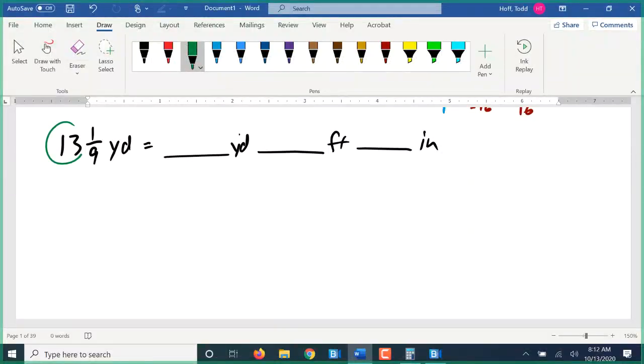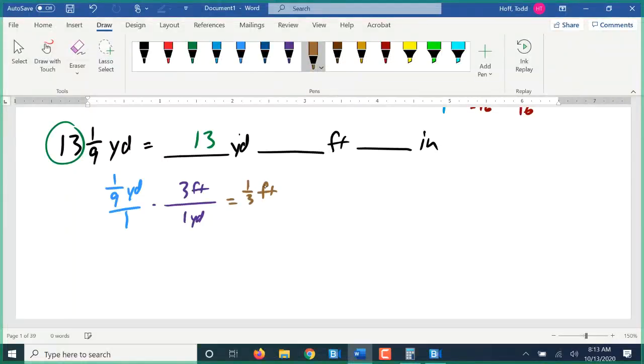Well, I'm just going to take the whole number off the yards. The 13 yards is my 13 yards. My 1/9 yard is going to get converted into feet. 1 yard is 3 feet. Well, 1/9 times 3 feet is 1/3 of a foot. So that's 0 whole feet. There are no whole feet there, so it's 0 whole feet for that one.